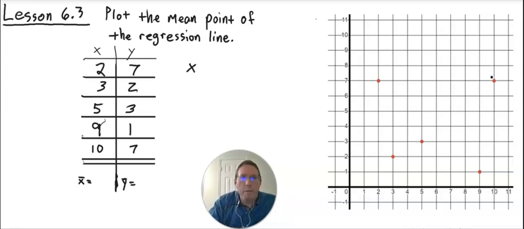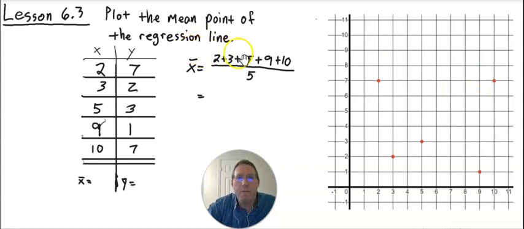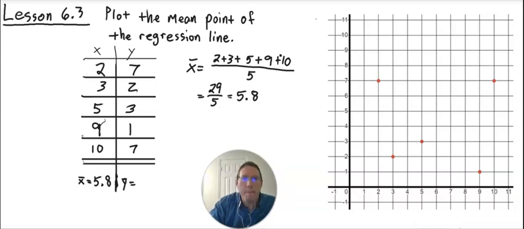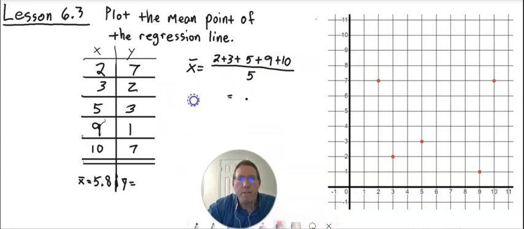So for the mean of x, we're going to do 2 plus 3 plus 5 plus 9 plus 10 over, there's 5 points, so over 5. Okay, so 2 plus 3, that's 5, plus 5 is 10, plus 9 is 19, plus 10 is 29. So we have 29 divided by 5, which is equal to 5.8. Okay, so x bar is equal to 5.8. Okay, now let's do the y bar. Let's erase this stuff.